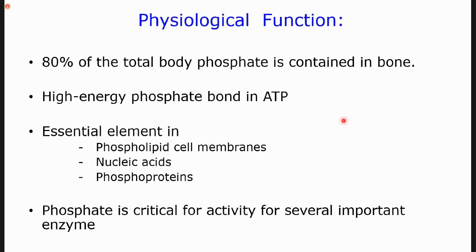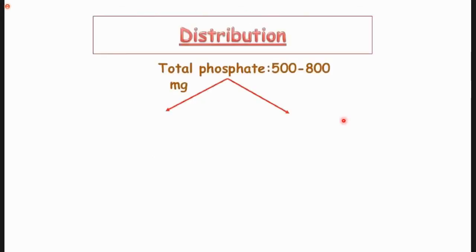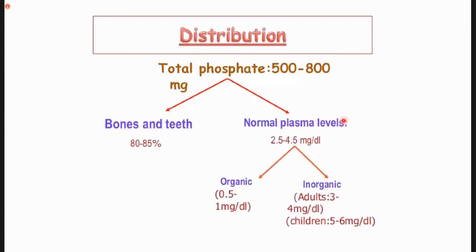Its distribution: total phosphate is approximately 500 to 800 milligrams, whereas most of the phosphate is present in bones and teeth. 80 to 85% of the body's phosphate is present in bones and teeth. The normal plasma level is approximately 2.5 to 4.5 milligrams per dl.